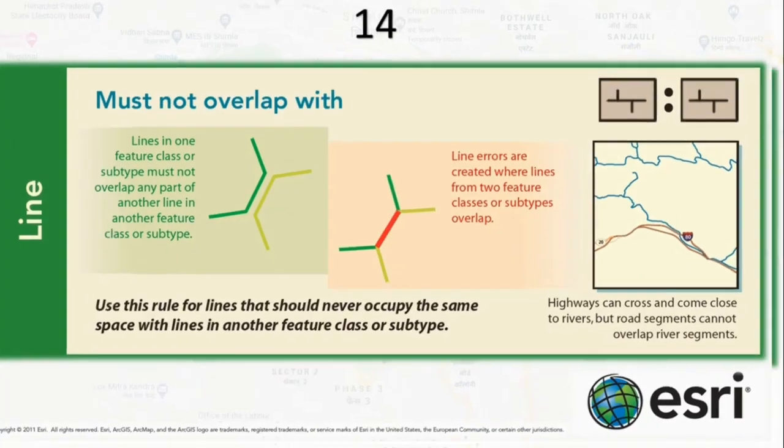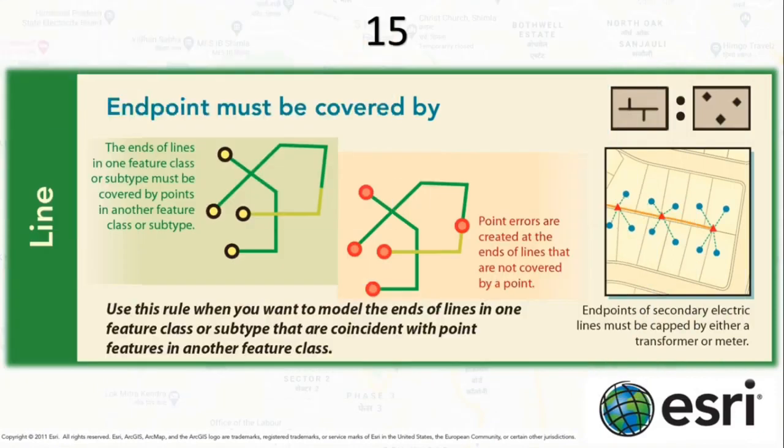Next is endpoint must be covered by. This requires that the endpoints of line features must be covered by point features in another feature class. This is useful for modeling cases where a fitting must connect two pipes, or a street intersection must be found at the junction of two streets.